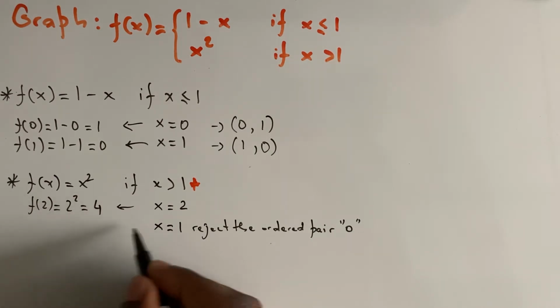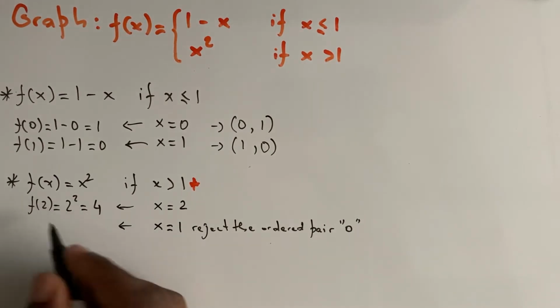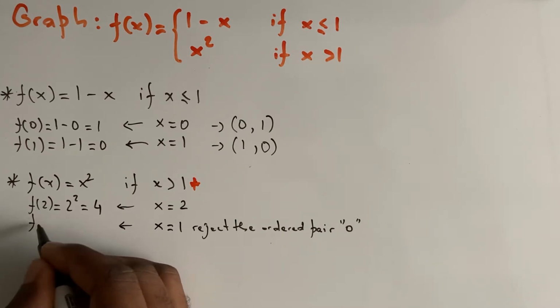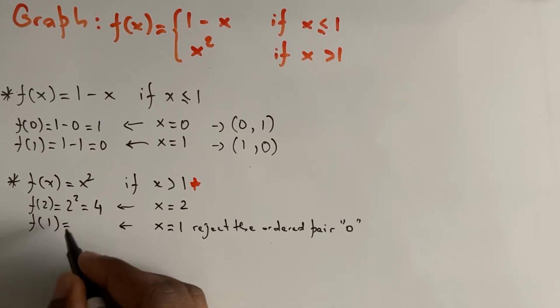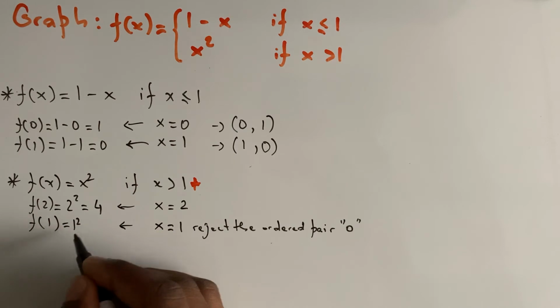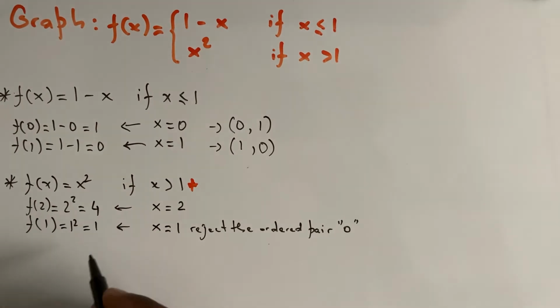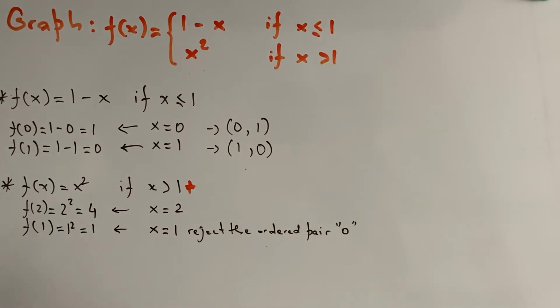is to be 1, then you would have f of x, f of 1, then that would be 1 squared, okay, which is 1. And this is just for you to graph it. So that's why I'm saying reject the ordered pair. It's not really part of the graph. It's just for you to graph, okay?